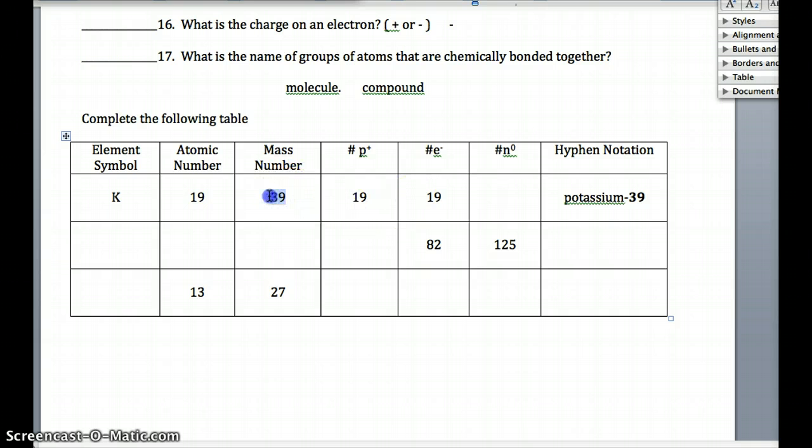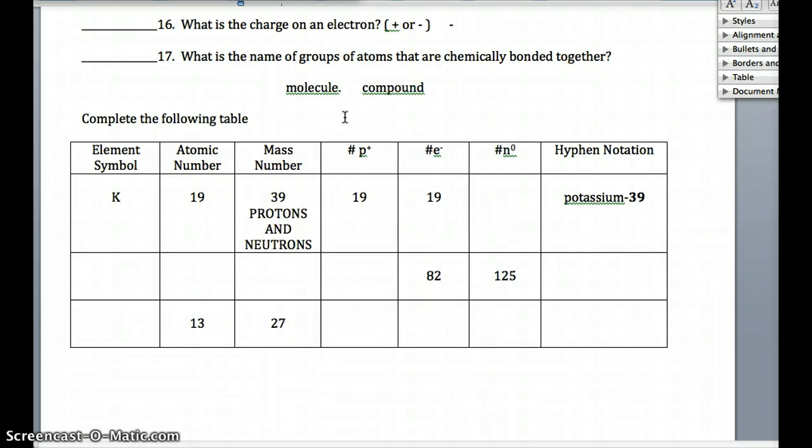The neutrons you get by subtracting the number of protons from the total number of protons and neutrons. In other words, you're going to take the mass number. The mass number is another name for the protons and neutrons. So that's the total number of protons and neutrons. The 19 is just the protons. So if I took the protons and neutrons, the number is 39, subtracted the number of protons, 19, I'll get 20 neutrons.